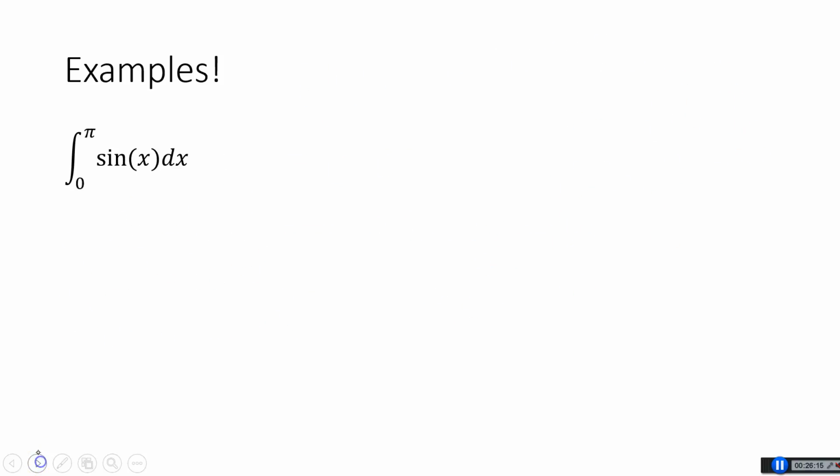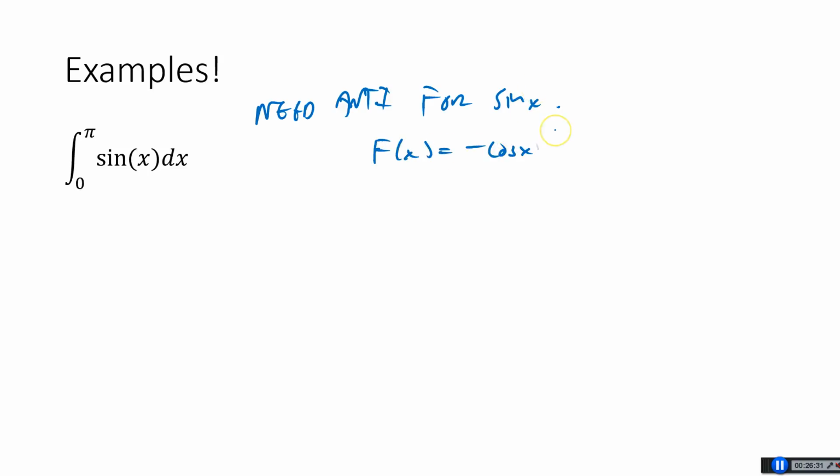Let's try another one. Integral 0 to pi of sine x dx. So we need an antiderivative for sine x. We talked about this before. The antiderivative for sine x is negative cosine x. So negative cosine x will work. So we're going to do F of pi minus F of 0, which is negative cosine of pi, plus cosine of 0, because it's negative cosine.